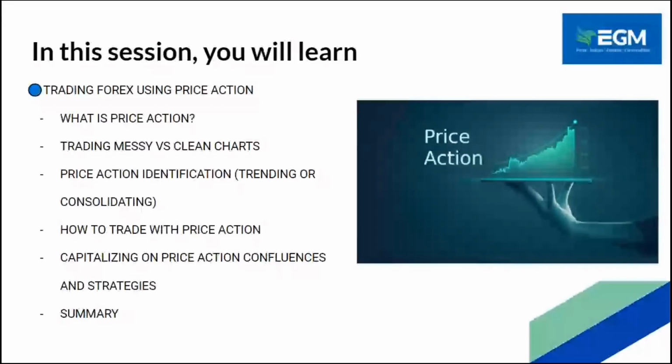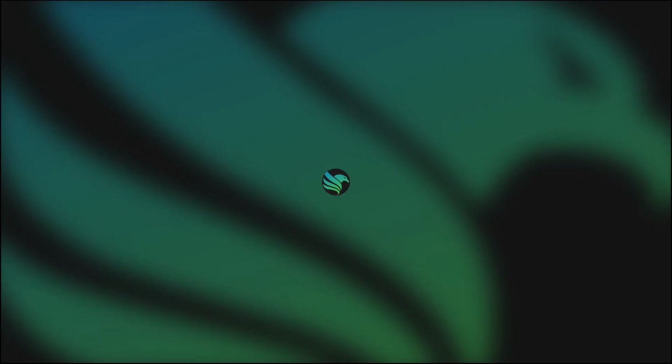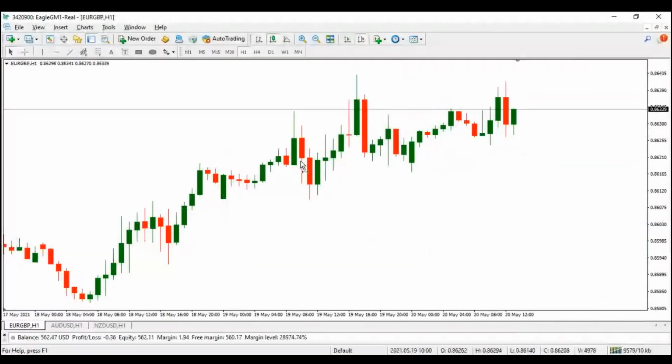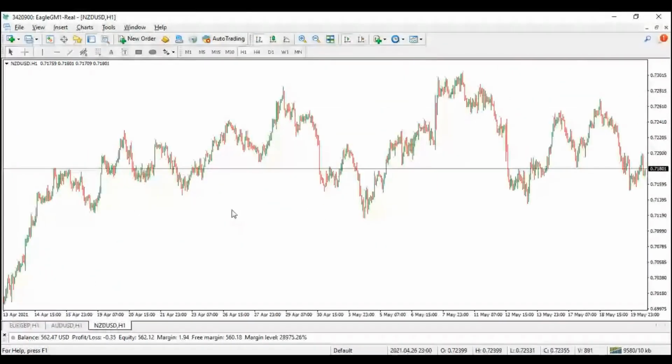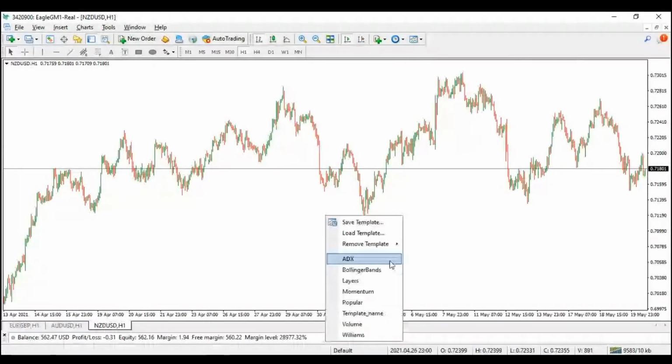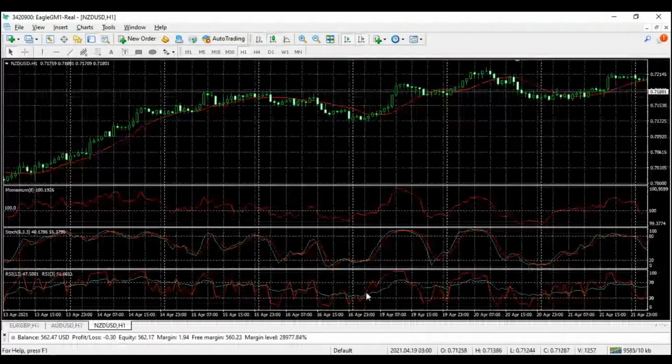Yeah. When I talked about a messy chart, this was what I meant by a messy chart. Okay. Like I'm saying, for you to trade price action, you want a clean chart. A clean chart, not a chart filled with indicators. Let me show you what I meant by that. Okay. This is what I was saying. This is a clean chart right here. And this is an example of a messy chart. So when you want to trade price action, you don't trade using a messy chart like this.